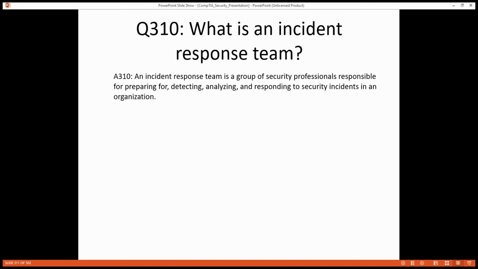Q310. What is an incident response team? A310. An incident response team is a group of security professionals responsible for preparing for, detecting, analyzing, and responding to security incidents in an organization.